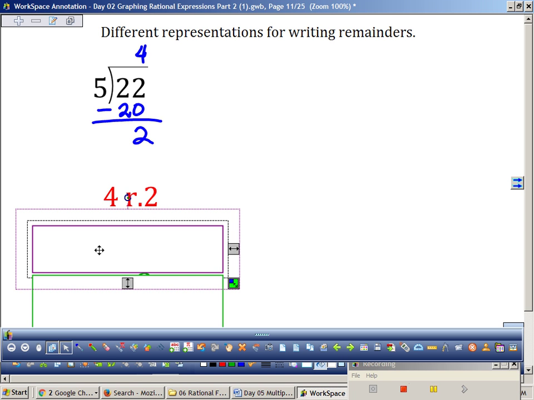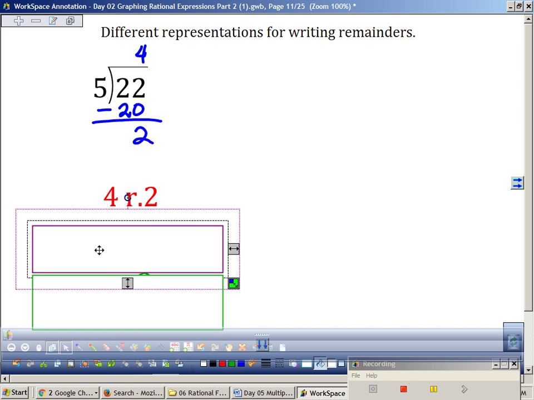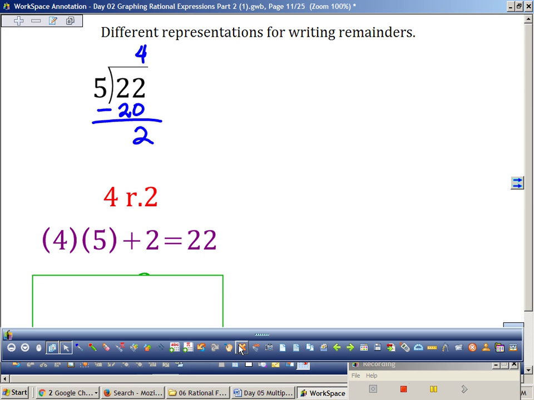Okay, so we have 4. What this is asking us is if I had 22 pieces of candy and I wanted to divide them into 5 different table groups, I could give 4 candies to each table group, and then I would have 2 left over. We could write it like this: 4 groups of 5, or 5 groups of 4 is 20 with 2 left over.